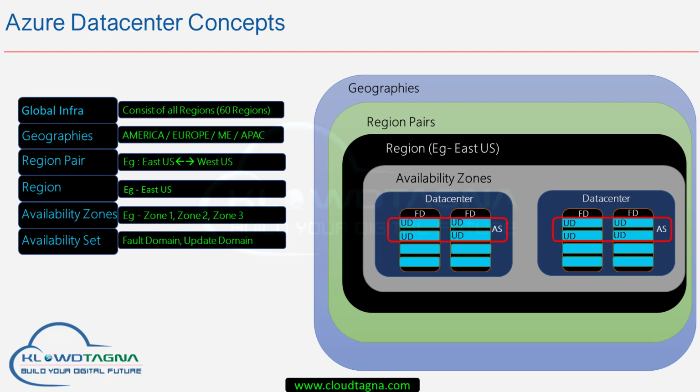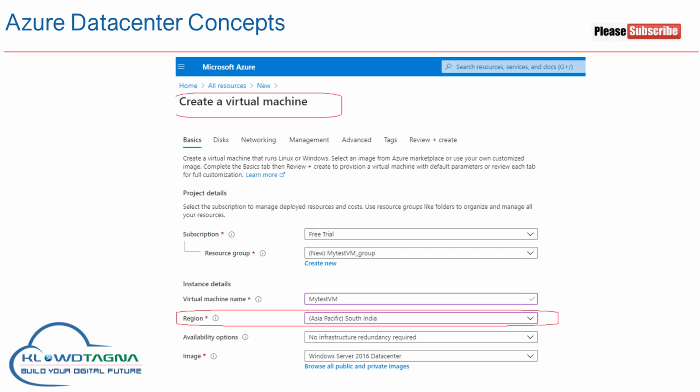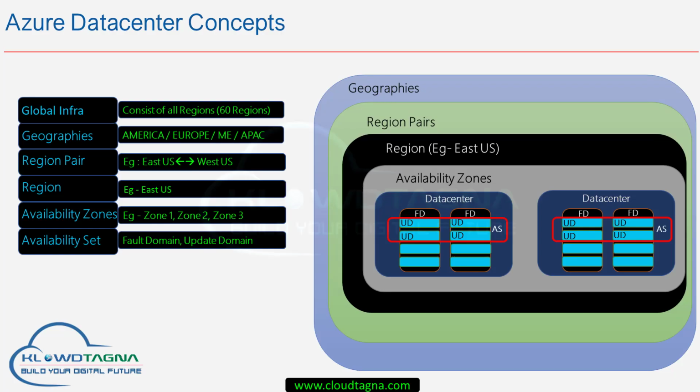So your resources are associated with regions, which means if you are creating a machine in East US location, then your machine will be placed into one of the data centers that belongs to East US region.